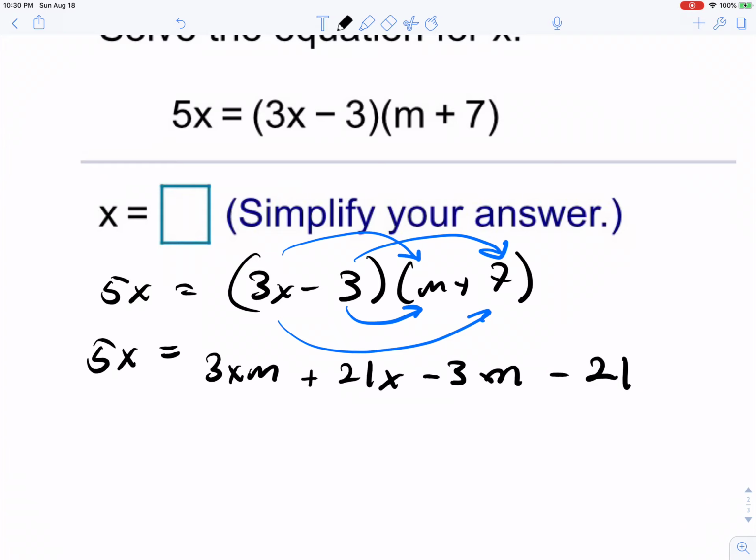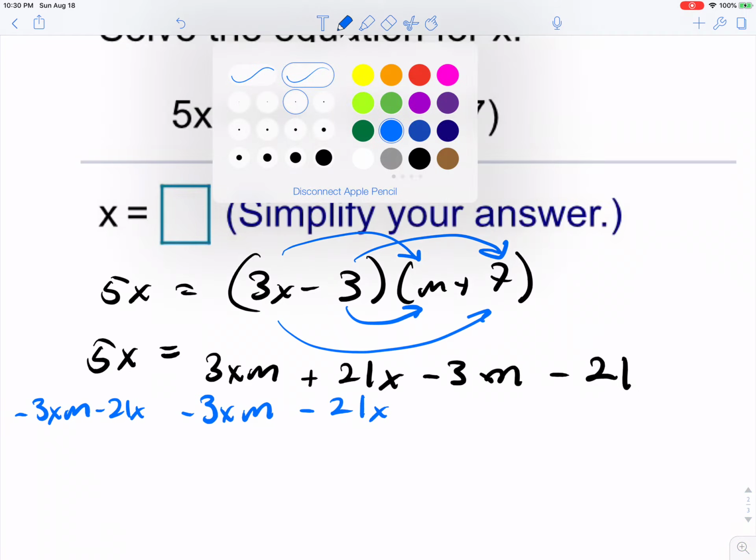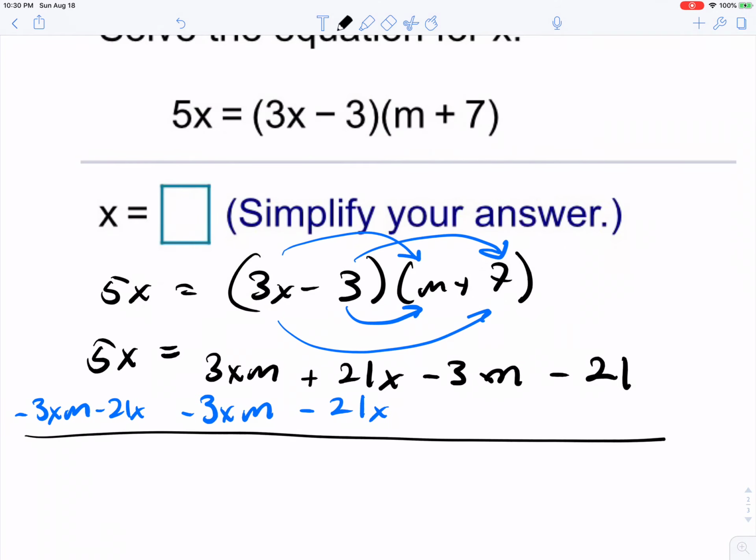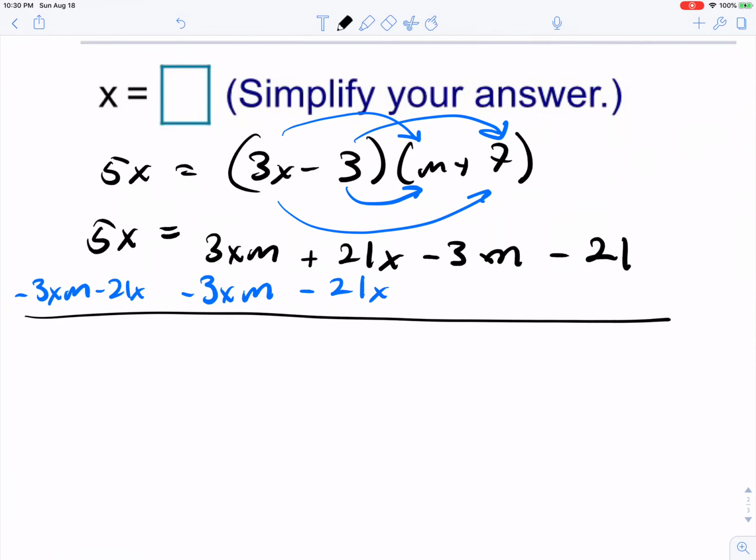So I'm going to move this 3xm and this 21x to the left-hand side in the following manner. I'm going to use the addition property of equality to isolate the x. So we're going to subtract this 3xm from both sides, and we're also going to subtract this 21x from both sides of the equal sign.